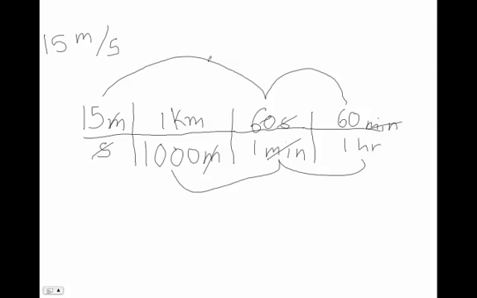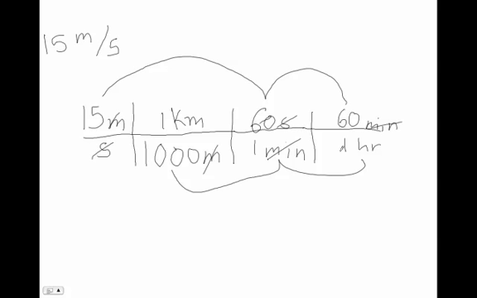What you want to do when you multiply these is you take the 15 times the 60 times the 60, and then you divide by 1,000, and then you divide by 1, and you divide by 1. So you want to multiply everything on top and divide by everything on the bottom. And that'll give you your answer.